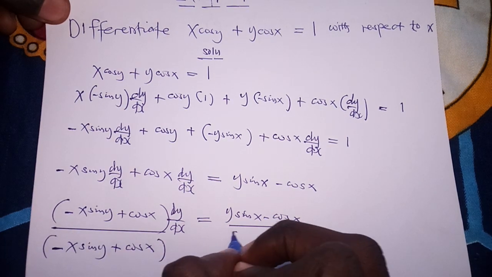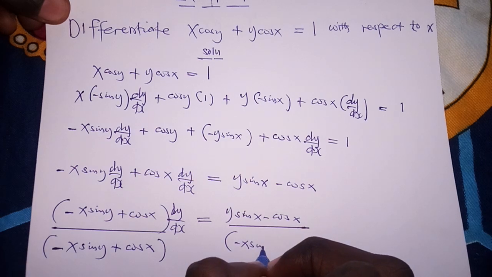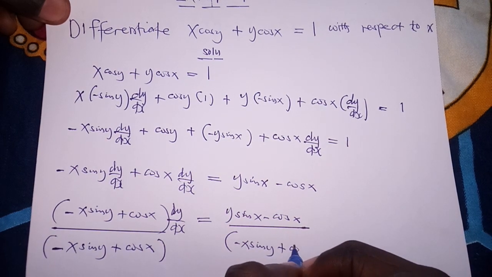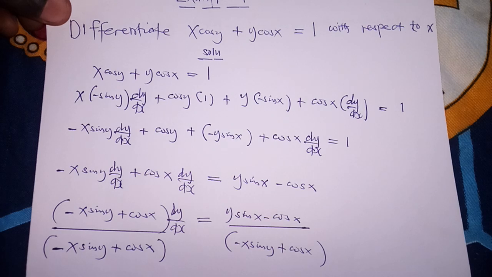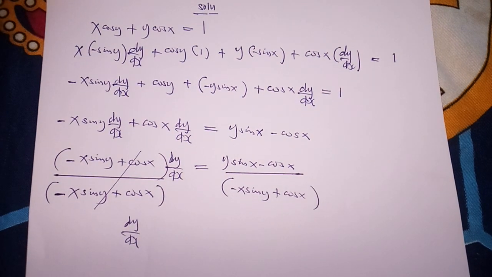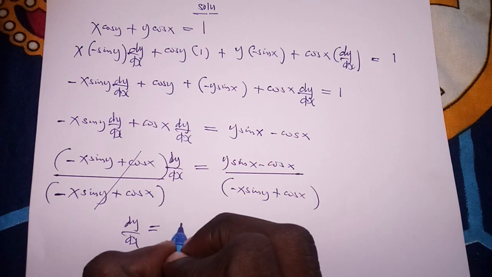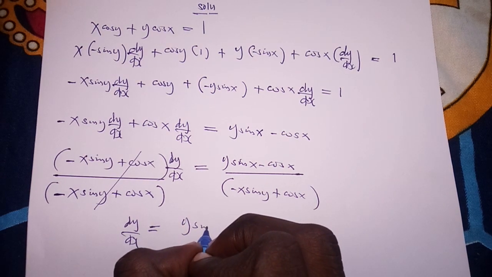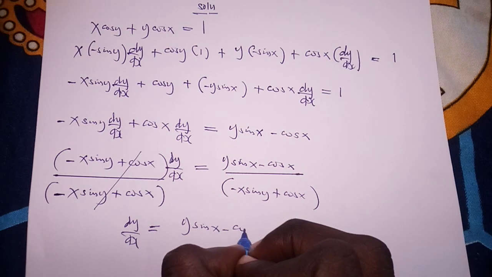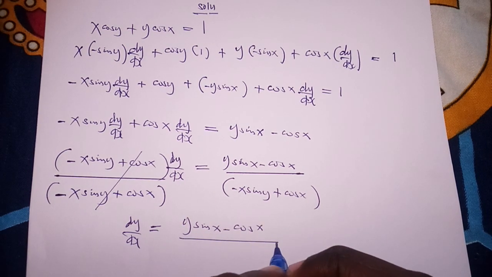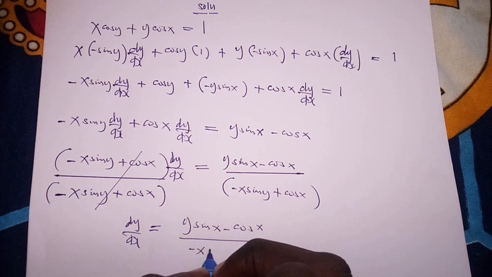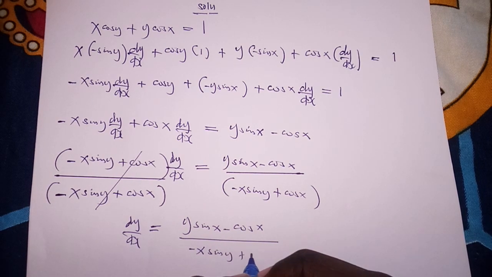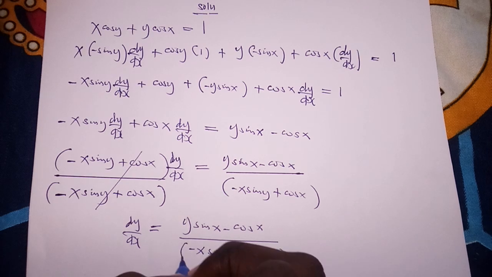We divide this on both sides. Then this is minus x sine y plus cos x. We divide it on both sides. Then if you do this, cancel this, then what remains in this part is dy upon dx. This is dy upon dx is equal to y sine x minus cos x divided by minus x sine y plus cos x. So this is what remains.